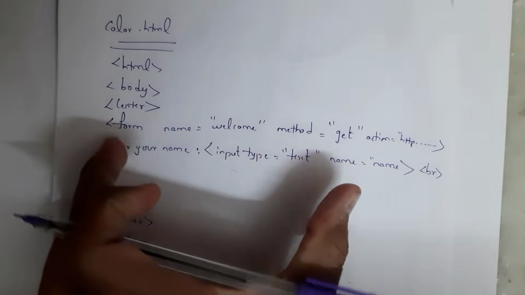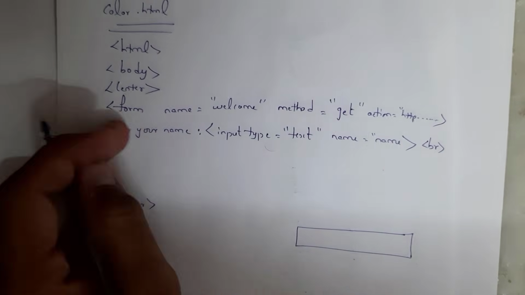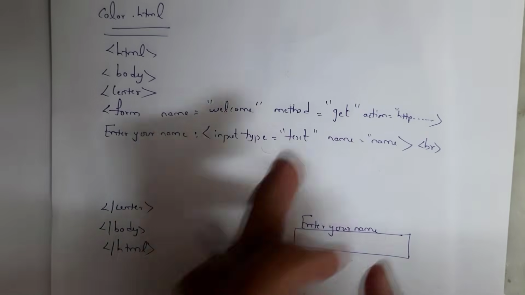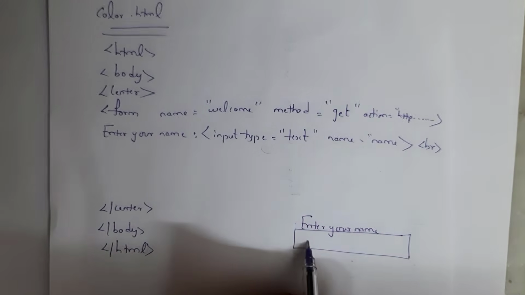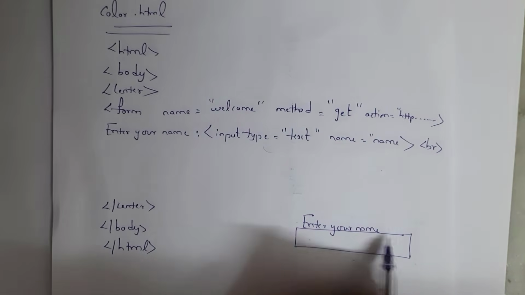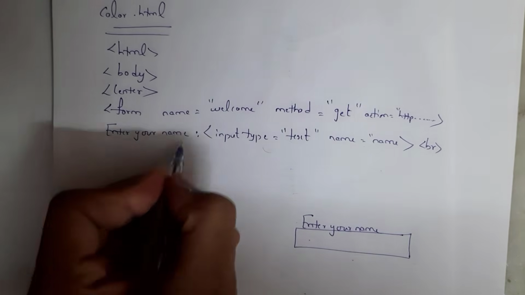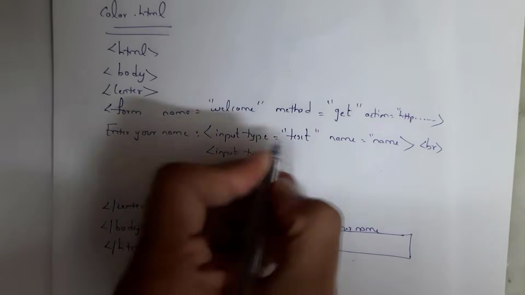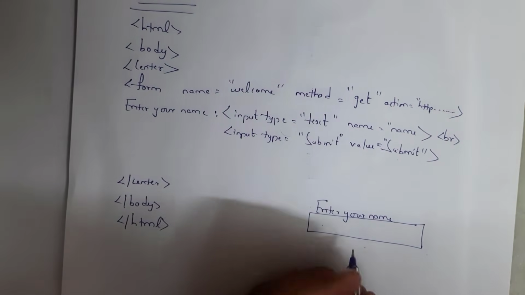Break tag. By writing this line of code, one box is created, and the heading is enter your name. That box is a text field. In this, we need to enter text, because here the input type is text. I have given this name as name. Similarly, the next input type is submit, and value is submit. By writing this line of code, one button is created.